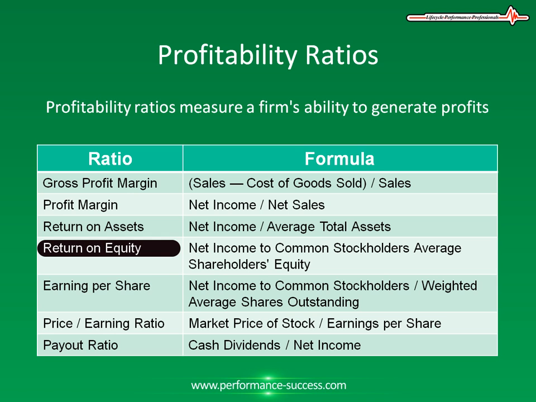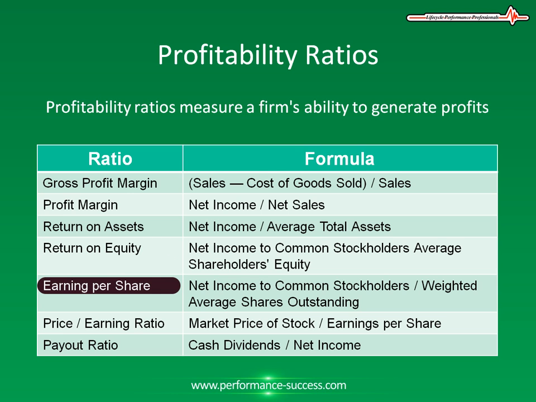The next is earnings per share. This is net income to common stockholders divided by weighted average shares outstanding. Earnings per share, or EPS, is a popular profitability ratio, measuring the portion of a company's earnings allocated to each outstanding share of common stock.